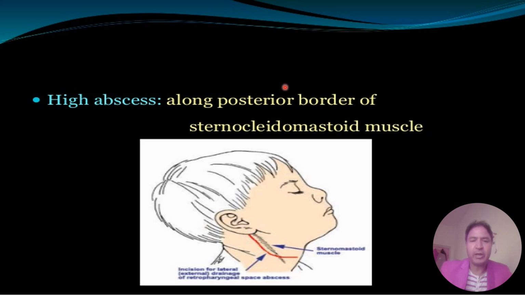High abscess, it is along the posterior border of the sternocleidomastoid. We have low abscess, we discussed it in the previous slide. Now we have the high abscess. The high abscess is along the posterior border of sternocleidomastoid. This is the retropharyngeal abscess. It is along the posterior border of SCM. So you can see how we approach it.